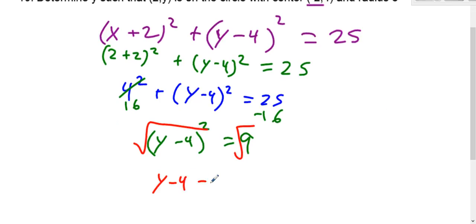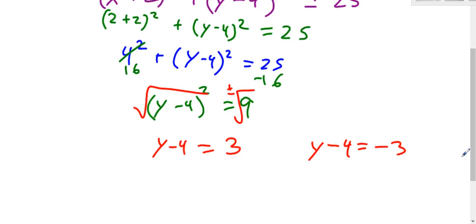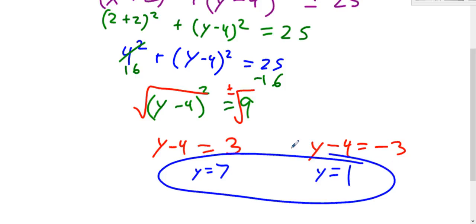You have y minus 4 equals a positive 3, and y minus 4 equals -3. Always plus or minus the square root. So you solve both of those equations. We're going to add 4. So you get y equals 7, and then you add 4, so you get y equals 1. There's our 2 values for y.